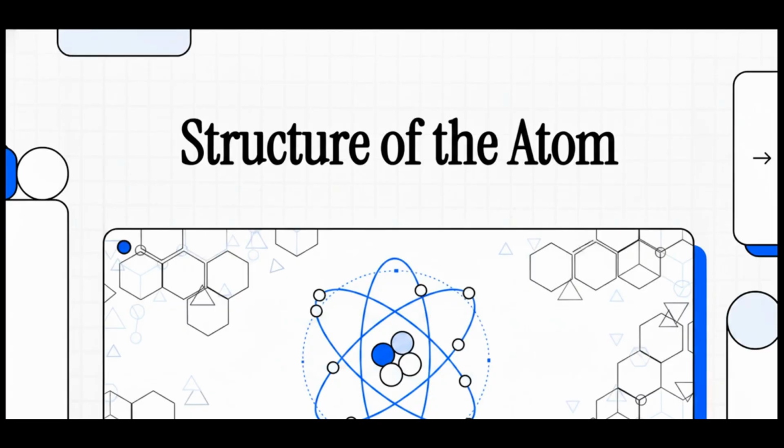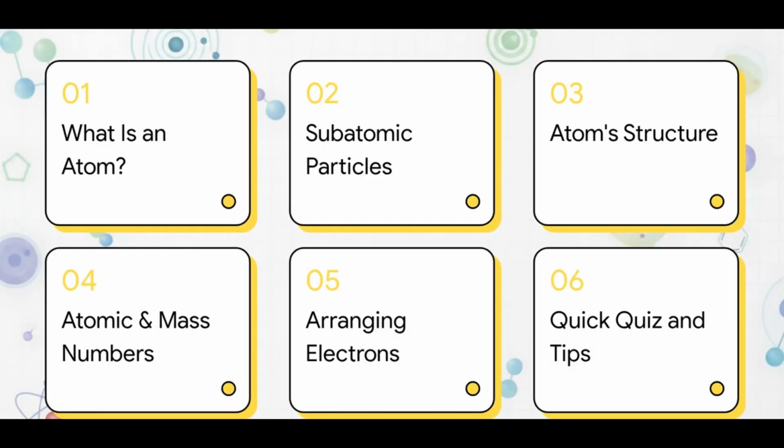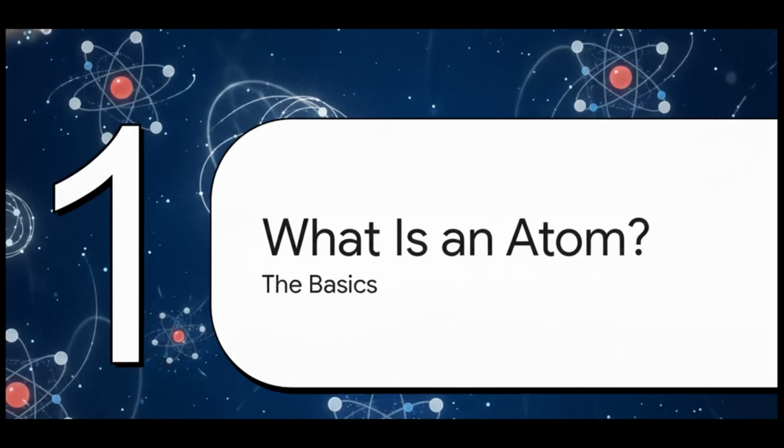Let's get into it. Here's our roadmap for today. We'll cover what an atom actually is, the three subatomic particles, the atom's internal structure, atomic and mass numbers, how to arrange electrons, and we'll wrap it all up with a quick quiz. Starting right at the beginning with Section 1, what exactly is an atom?